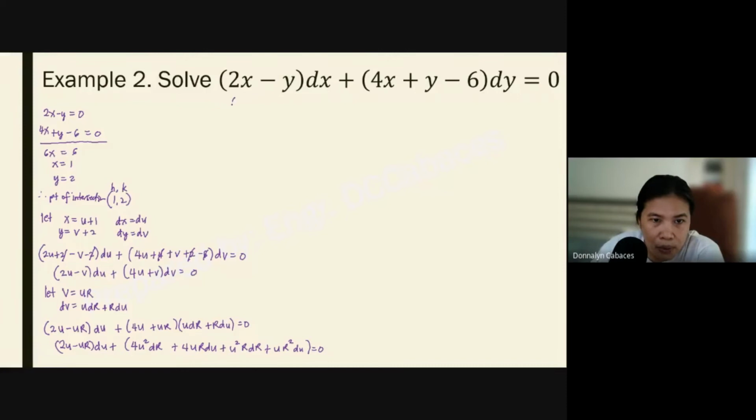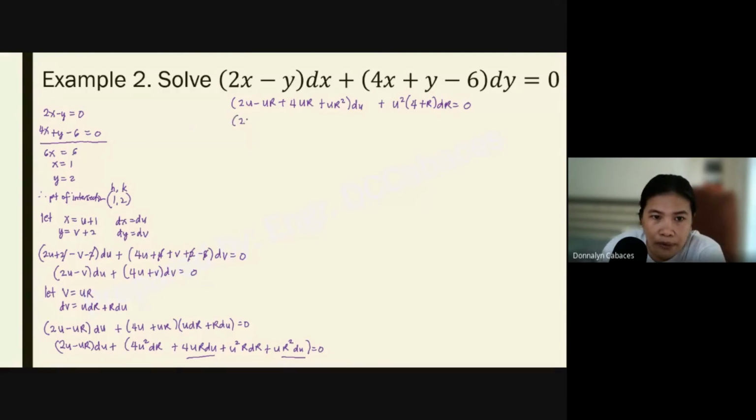So putting together those with du, you have 2u minus ur, and here with du are these terms and this term. So you have plus 4ur plus ur squared du. And with dr, common here and here is u squared, so plus u squared times (4 plus r) dr equals 0.